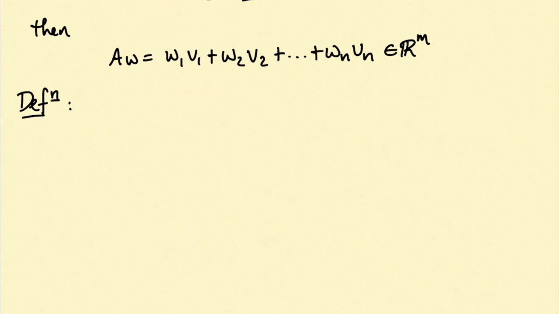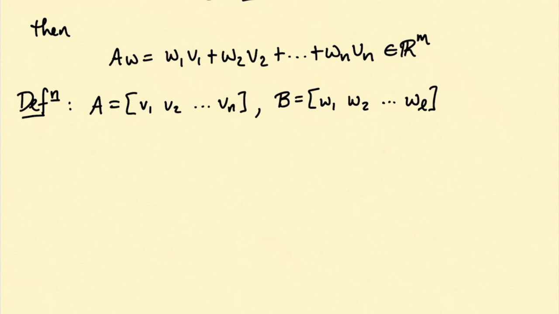If we think about a matrix as an array of vectors, it's natural to define the product of two matrices by allowing the left matrix to operate on each of the columns of the right matrix. So A times B is the matrix whose first column is A W1, second column is A W2, all the way down to the lth column, which is A times WL.